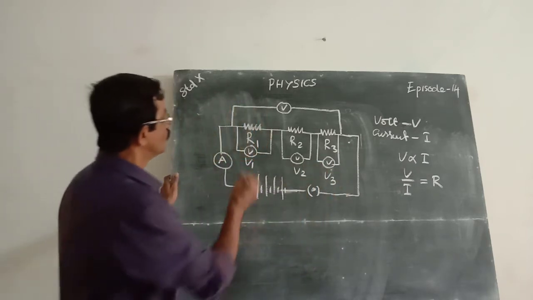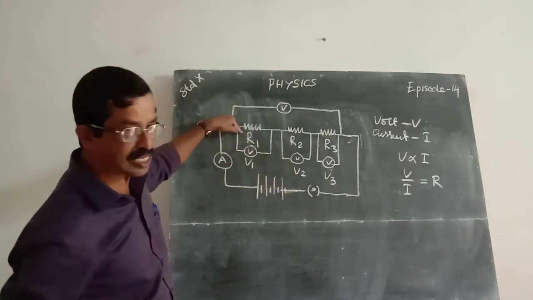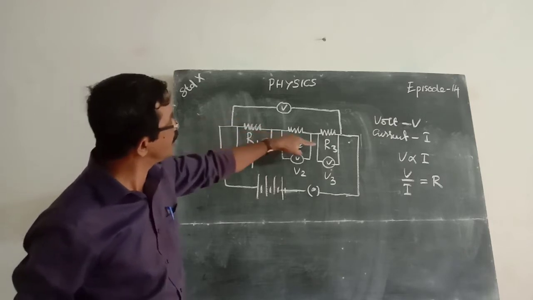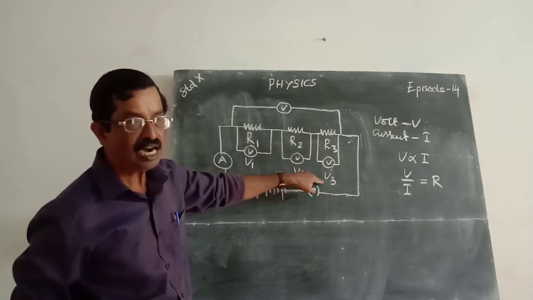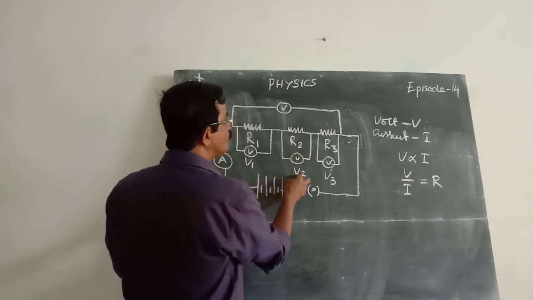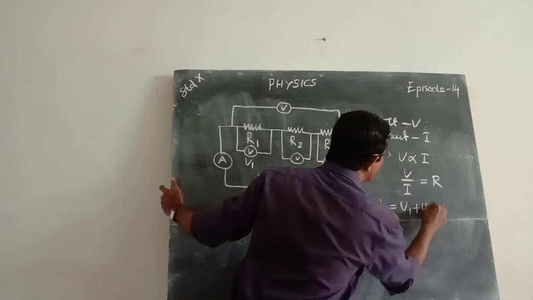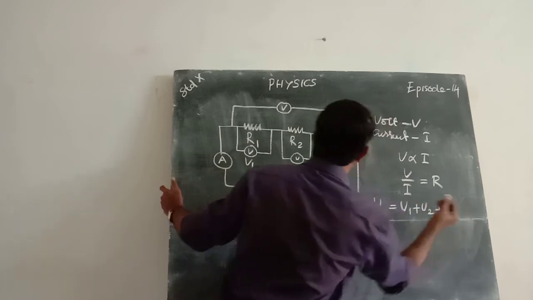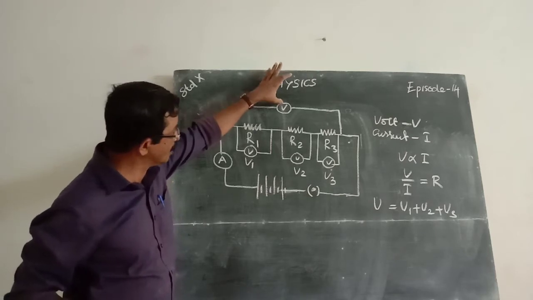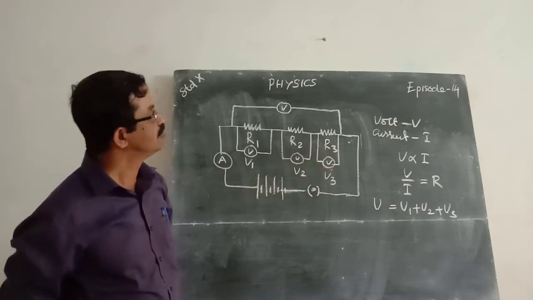Now, from this, V1 is the potential difference across R1. Similarly, V2 is the potential difference across R2, and V3 is the potential difference across R3. By adding these V1, V2 and V3, we get V is equal to V1 plus V2 plus V3. Whatever is the potential shown by the voltmeter across all of them is equal to V1, V2 and V3.